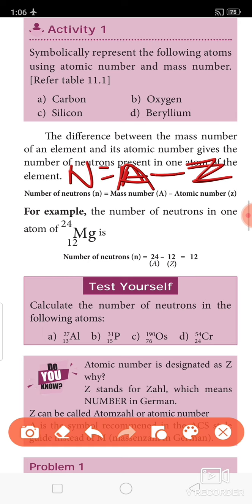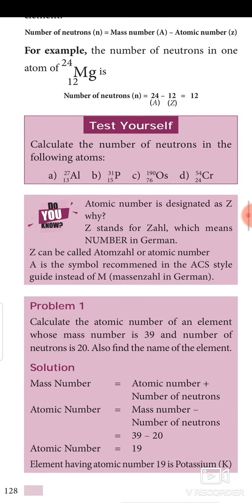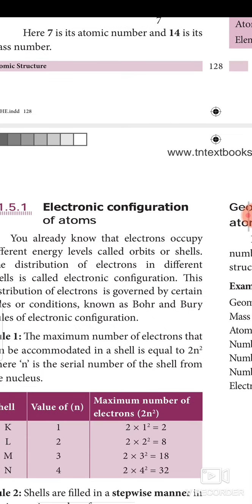For example, take magnesium. In the case of magnesium, mass number is 24, atomic number is 12. What is the number of neutrons? 24 minus 12 is equal to 12. 12 is the neutron number of magnesium. Similarly, you will be able to calculate the neutron number in aluminium, phosphorus, oxygen and chromium as given in your textbook. Okay. Next we need to see about electronic configuration of an atom.